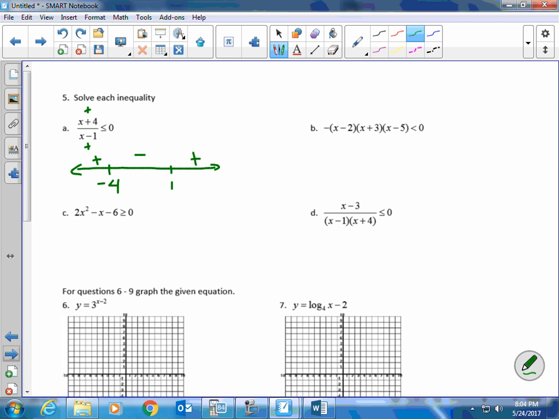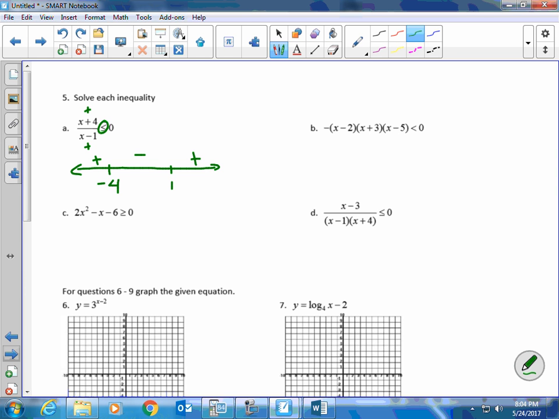Okay? So what do I want? I want to know where they are less than 0, where they're negative. When will my product be negative? Not when will the x values be negative, when will the product be negative? Between a negative 4 and 1.